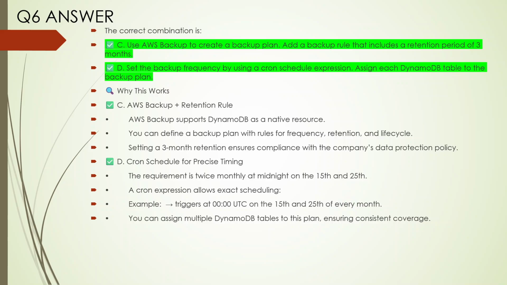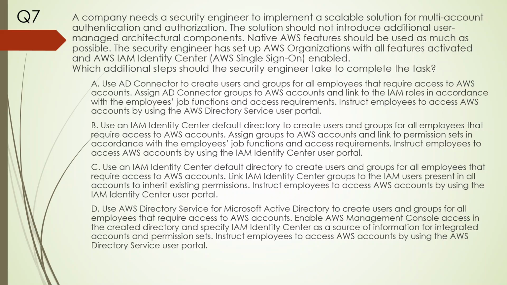Letter D, cron schedule for precise timing. The requirement is twice monthly at midnight on the 15th and 25th. A cron expression allows exact scheduling. For example, it triggers at 12 a.m. UTC on the 15th and 25th of each month. You can assign multiple DynamoDB tables to this plan, ensuring consistent coverage.